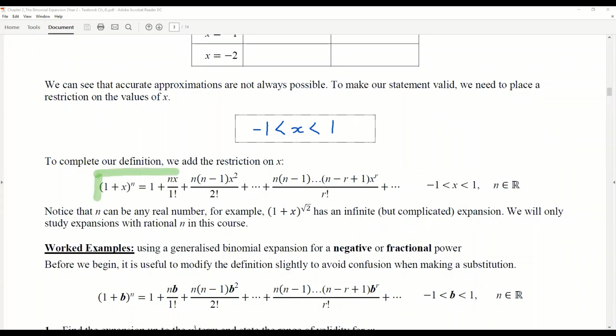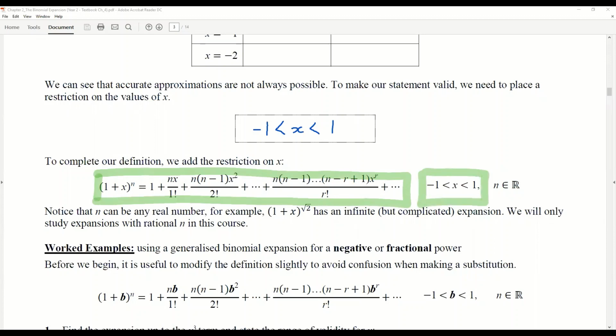So (1 plus x) to the power n is everything we've discussed already, with the added restriction on x. What's really nice is that n can be any real number, so it doesn't restrict us in any way. As long as we're careful using only these values of x, we're allowed to substitute in any real power for n. For example, you could expand (1 plus x) to the power root 2. It would be a bit messy, but you could do it.